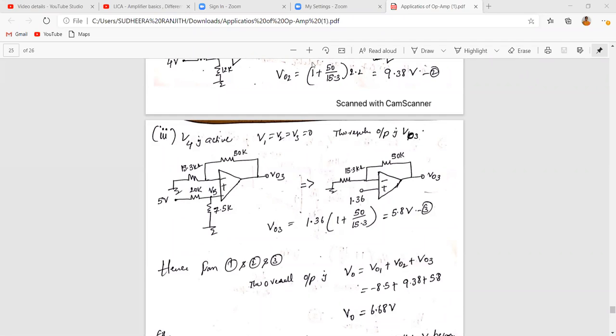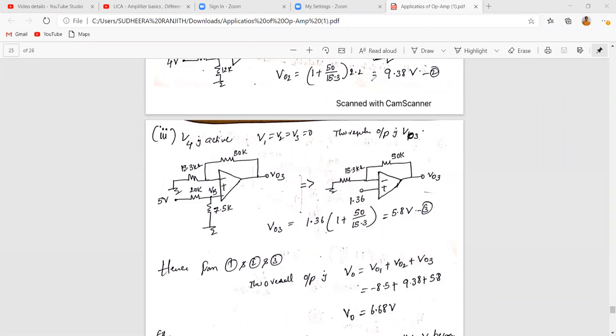Now you have to calculate VB. What is VB? 7.5 by 7.5 plus 20, 27.5, into V in, 5 volts. If you do the simplification, you get 1.36, which is the voltage applied to your non-inverting input terminal. Again, what is V03? It's a non-inverting amplifier. V in, which is 1.36, into 1 plus RF by R1. So what do we get? 5.8 volts.